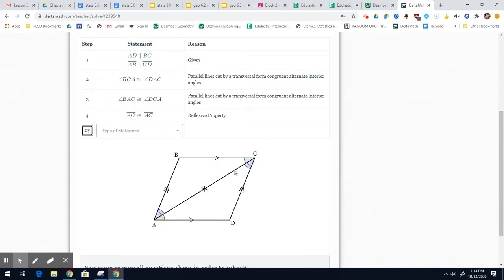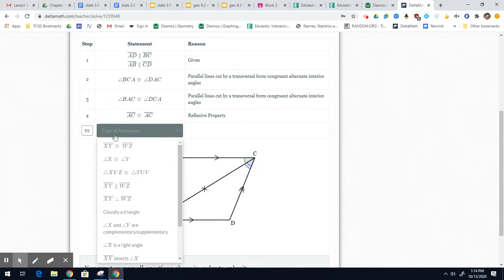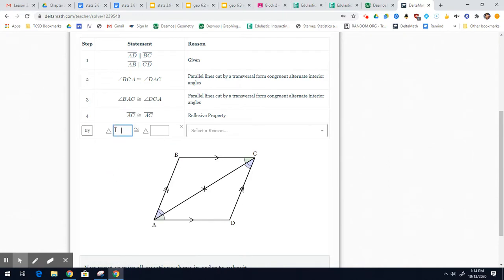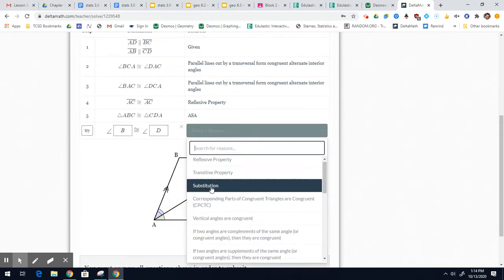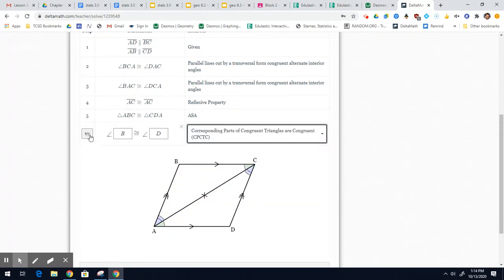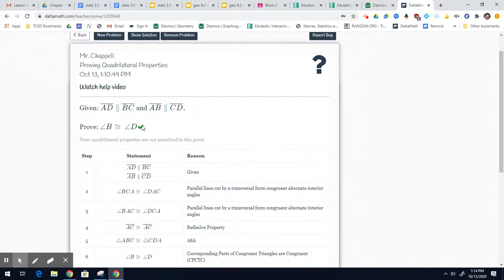And now I have angle, side, angle. These two triangles are congruent. Let's call the first one, alphabetical order, A, B, C. The second one is going to be C, D, A. A and C flip their correspondence, C, D, A. That is by angle, side, angle. And because those two triangles are congruent, yes, angle B and angle D will be congruent because they are corresponding parts of congruent triangles and they are congruent. Boom. There's my check mark.